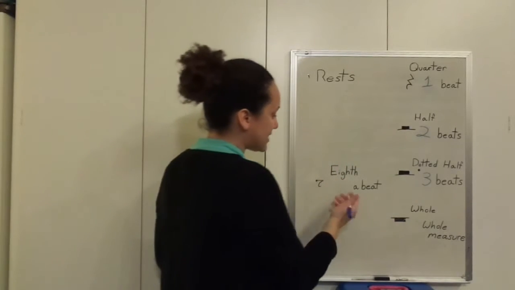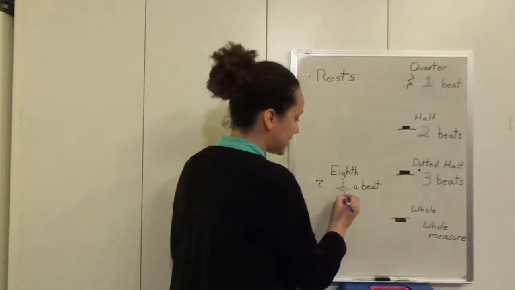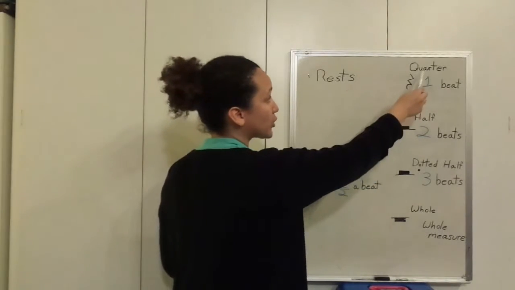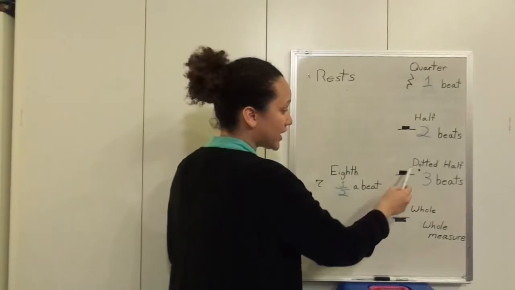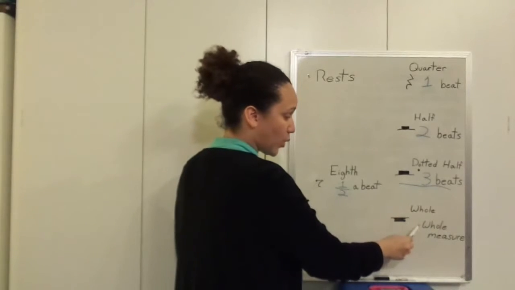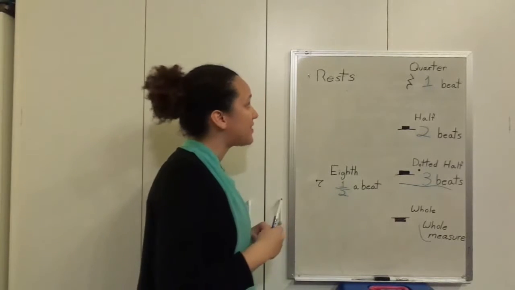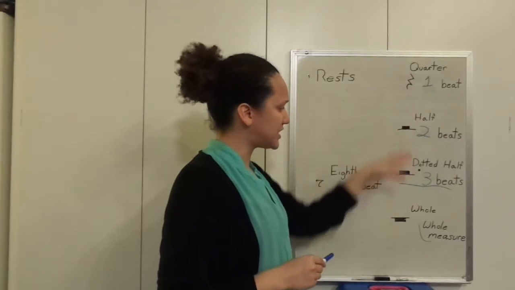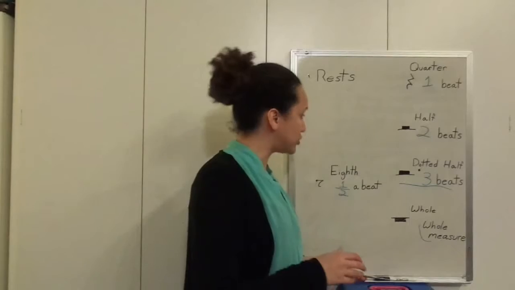Okay, and then an eighth note would be half a beat, so an eighth rest would be half a beat. So we have quarter rest, 1 beat, half rest, 2 beats, dotted half rest, 3 beats, which is less common, whole rest, the whole measure, and eighth rest, half a beat. And that covers all of them. I'm going to leave the dotted half rest out for now. I just wanted you to see the pattern, and we'll do the rest of them.